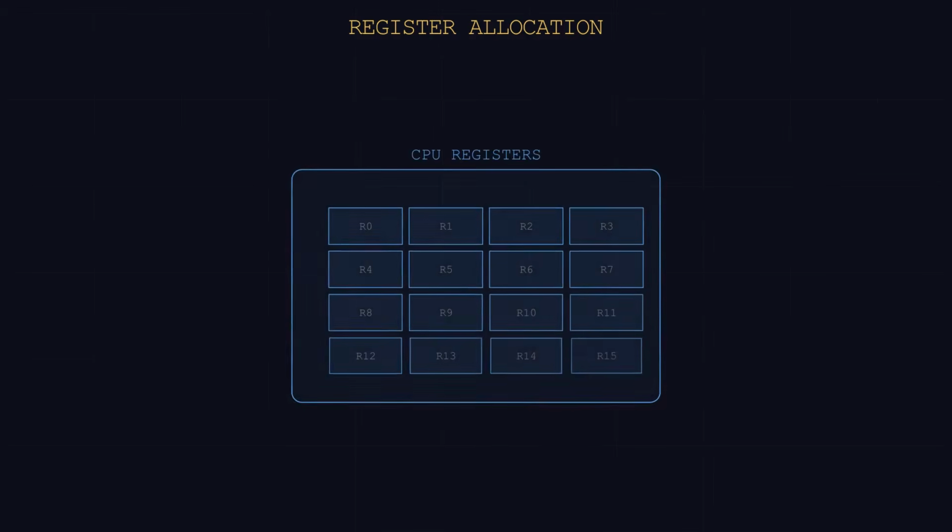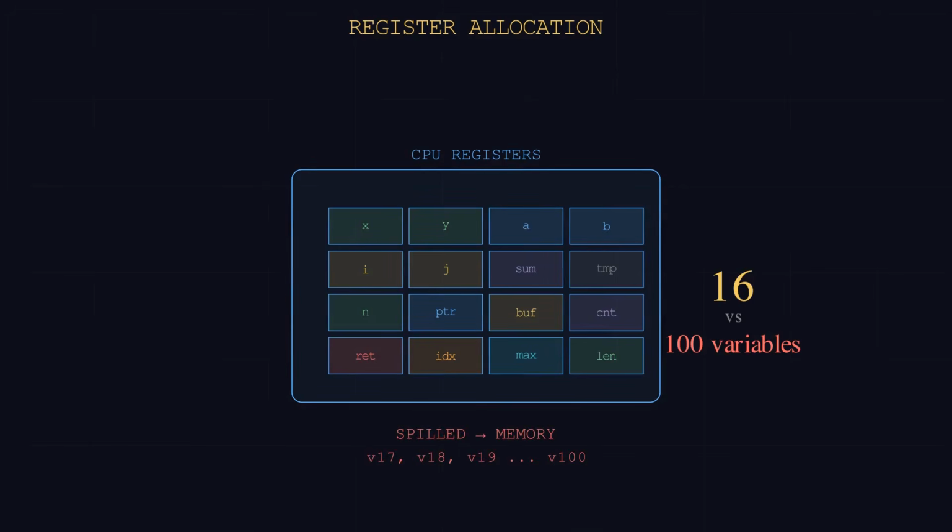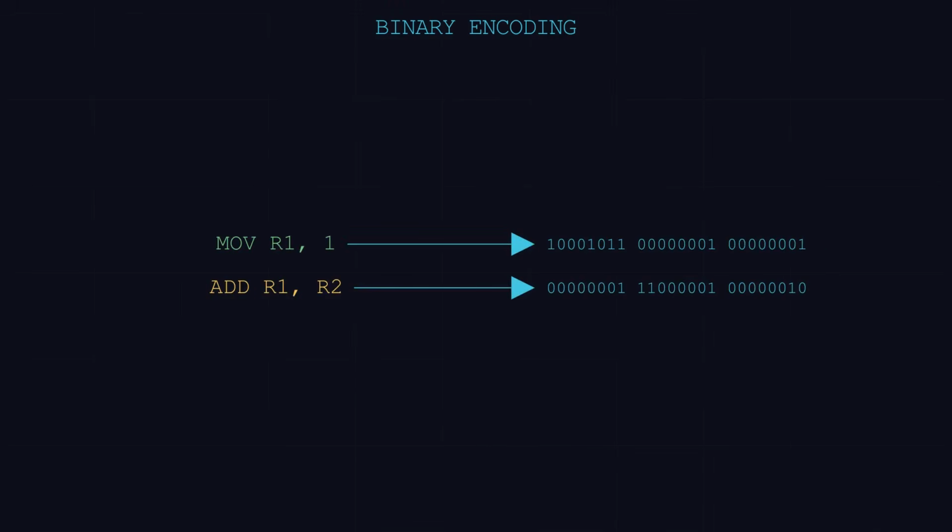But it's not just a one-to-one translation. The code generator has to make hard decisions. Which registers to use? There are only a handful, maybe 16 general-purpose registers on your CPU. If your program uses 100 variables, the code generator has to decide which ones live in fast registers and which get spilled to slower memory. This is register allocation, one of the hardest problems in compiler design. And at the very end, those instructions get encoded into binary, the actual ones and zeros. Machine code, the thing the CPU reads.